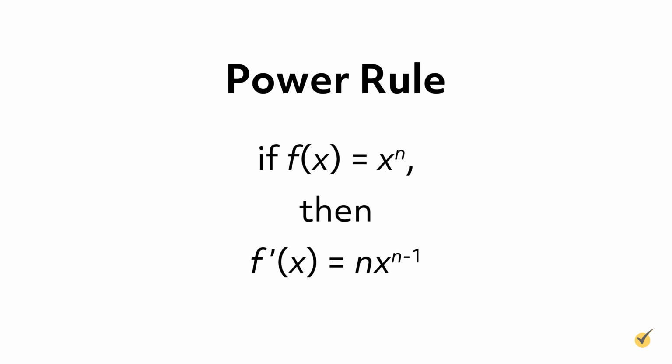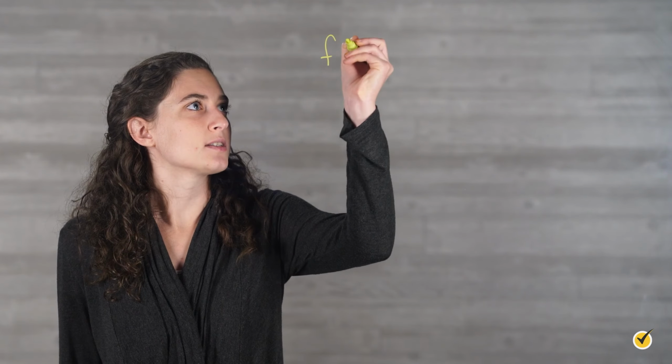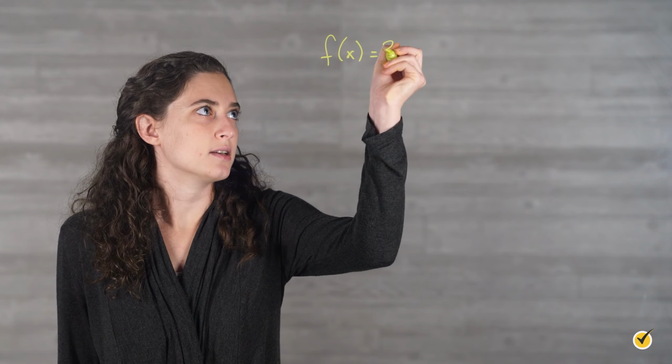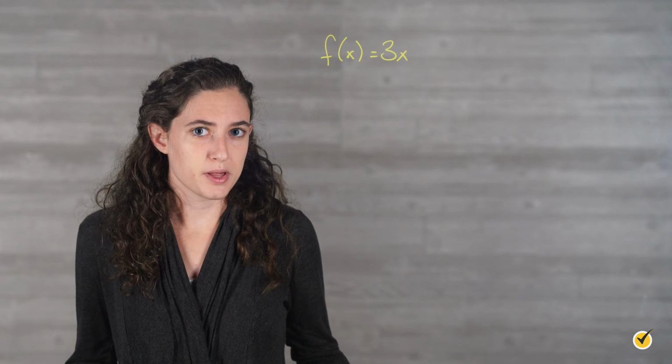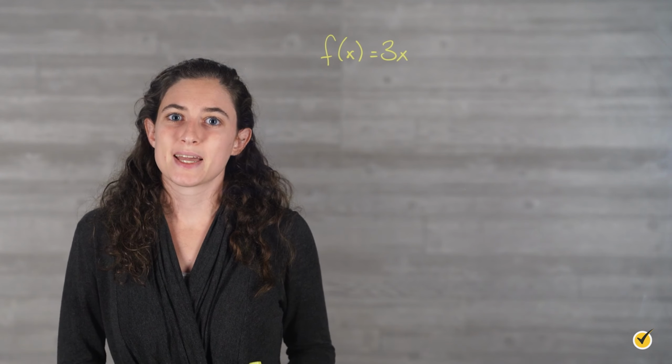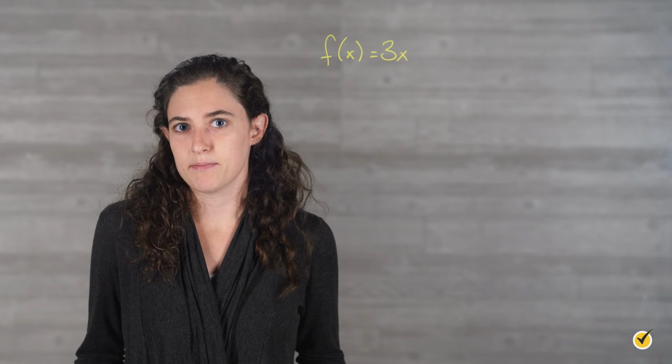It states that whenever a function f of x is in the form x raised to some power n, then f prime of x is equal to n multiplied by x raised to 1 less power. Going back to our first example in the video, we had the function f of x equals 3x. We computed its derivative using the derivative formula, but let's solve for f prime again now using the power rule this time.